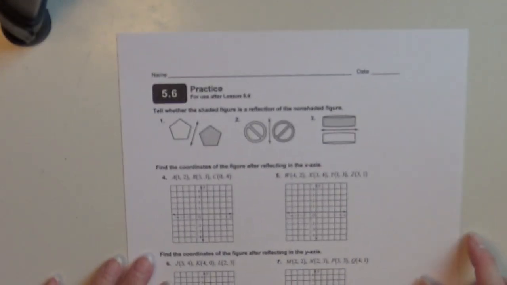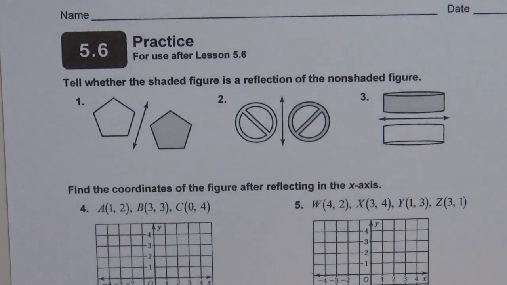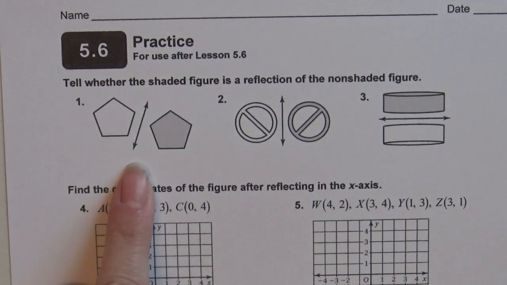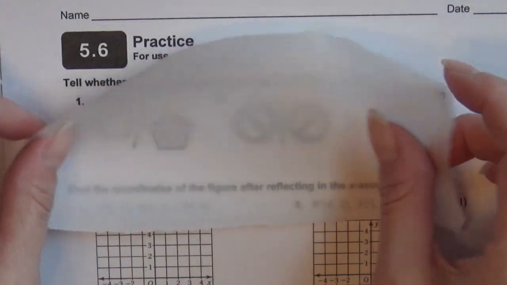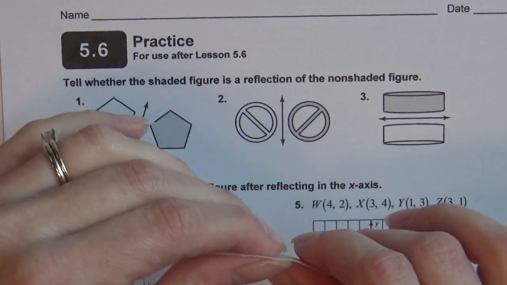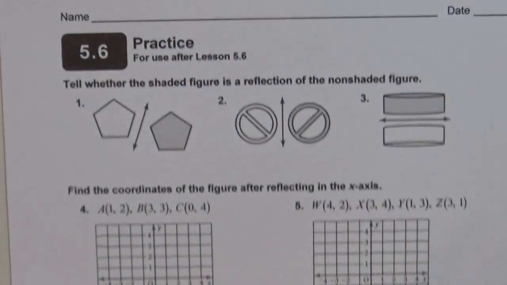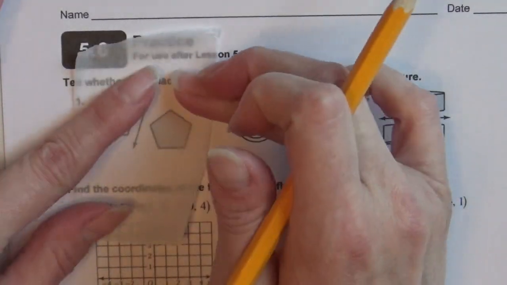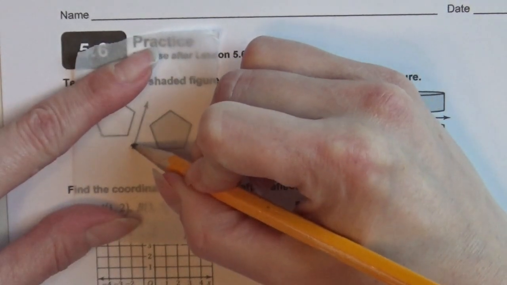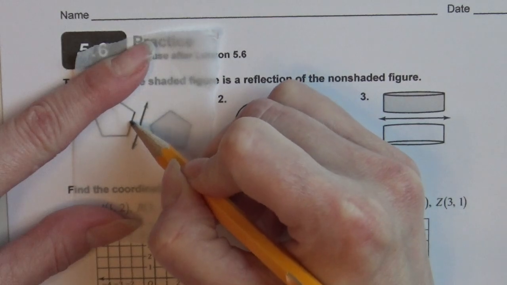Alright, now we'll look at these examples on our sheet. So in our first one, tell whether the shaded figure is a reflection of the non-shaded figure. So I've got some more wax paper that I'm going to use for this, and I don't even need that much. In number one, you see we have this line of reflection. So I'm just going to hold my paper over it, and I'm going to trace it. This is my line of reflection, and I'm going to trace my two pentagons.